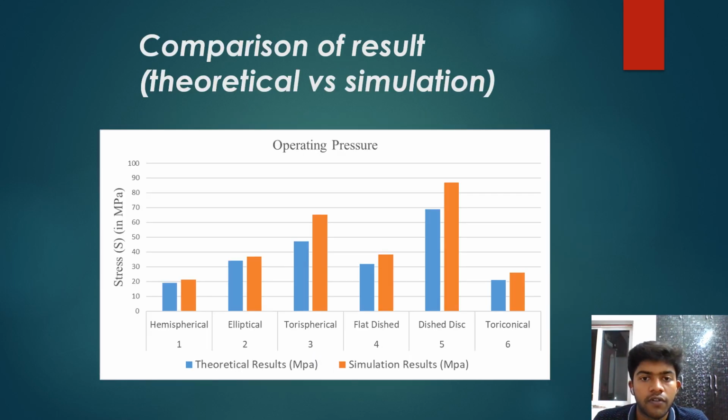Now, the comparison of results for the theoretical and the simulation analysis is as follows. As you can see, for the operating pressure, the bar graph of the different types of analysis is mentioned below. The theoretical results are shown in the blue bars, and the simulation results in the yellow bars. As you can clearly see from the chart, the simulation results are a little bit higher than the theoretical results for each type of dished head. This is in case of an operating pressure.